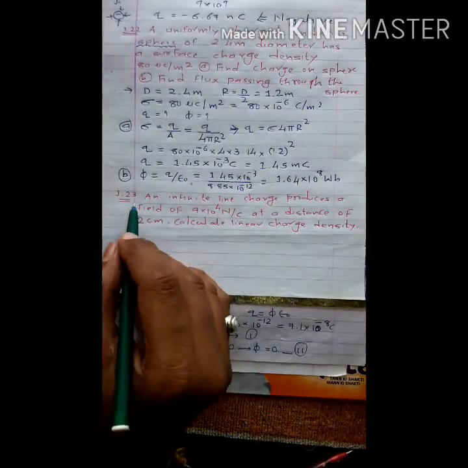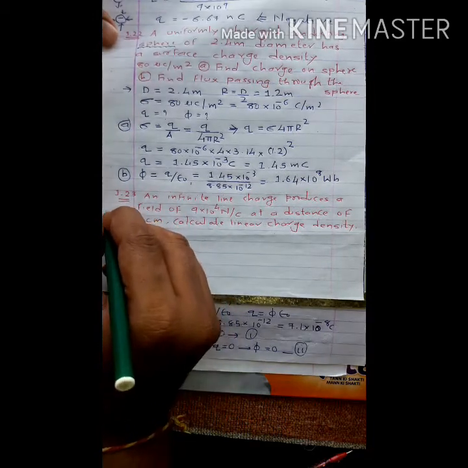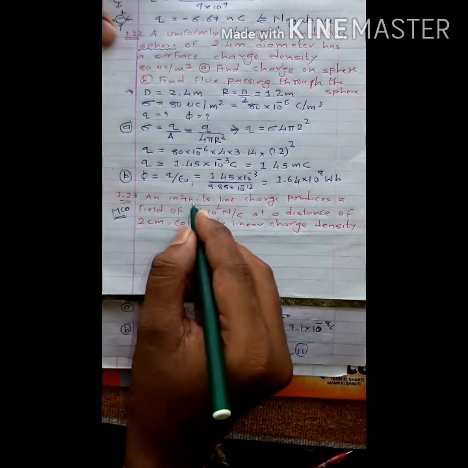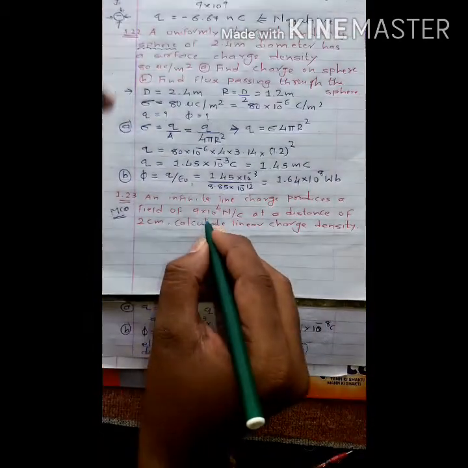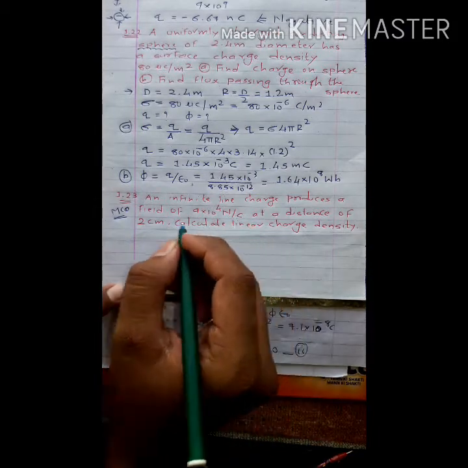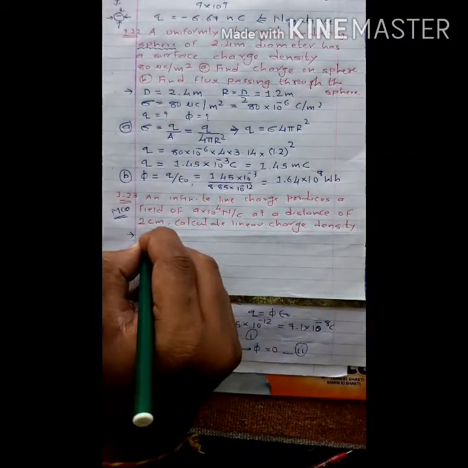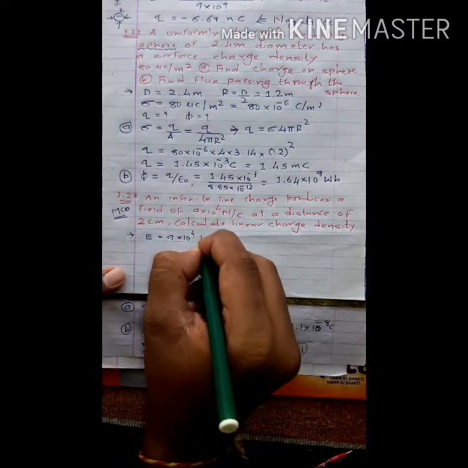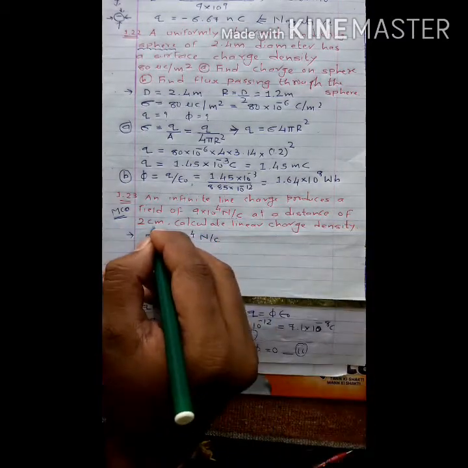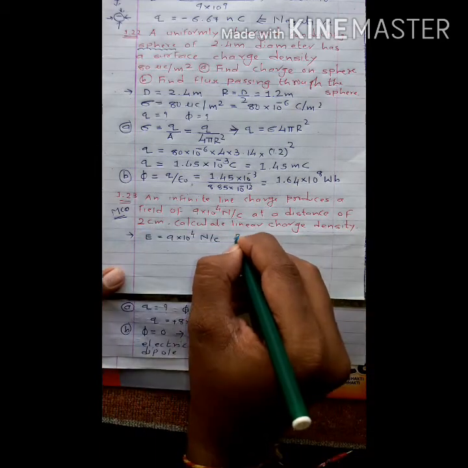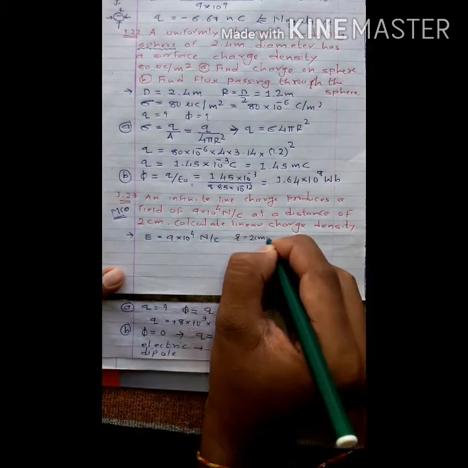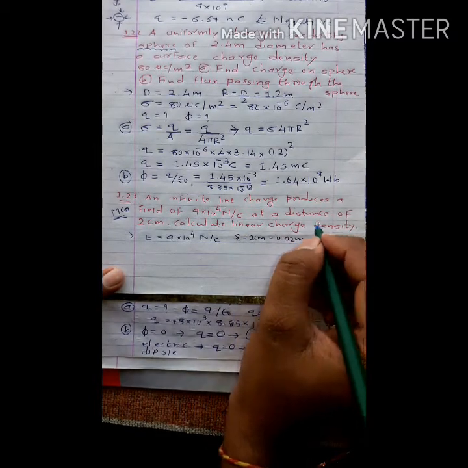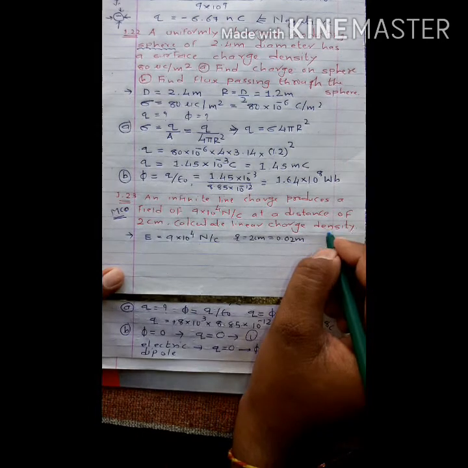Next, example 1.23. This example is important for MCQ. Simplest example. An infinite line charge produces a field of 9 into 10 to the power 4 Newton per coulomb. So the electric field is given as 9 into 10 to the power 4 Newton per coulomb at a distance of 2 centimeter. So distance r is given as 2 centimeter, which means 0.02 meter.